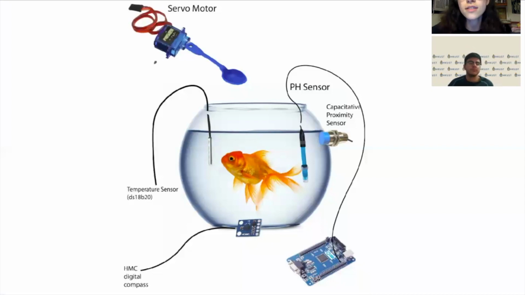For the sensor placement and layout, we are planning to have the pH sensor and the temperature sensor inside the water, actively monitoring the water quality. We will place the capacitor proximity sensor right at the limit, so it will alert us when the water is below the limit. And we will have the HMC digital compass for calculating the orientation properly at the bottom of the tank. Add a servo motor at the top of the tank for releasing the food.